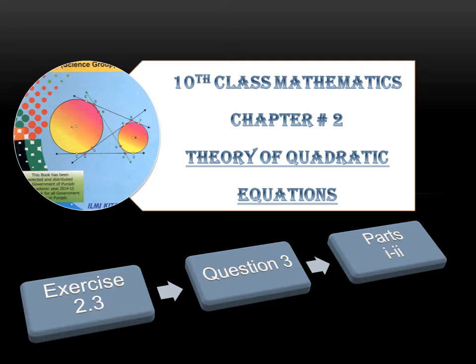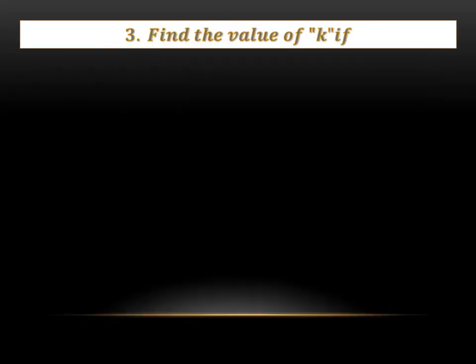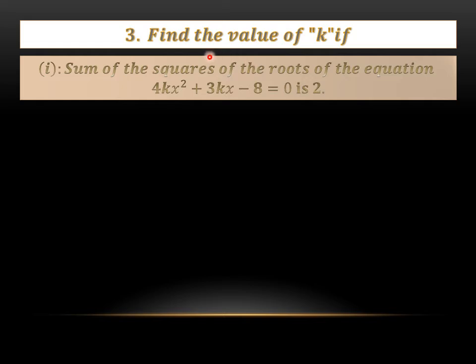In this lecture, you will cover exercise 2.3, question number 3, all the parts. Question number 3 states, find the value of k, and part 1 is, the sum of the squares of the roots of the equation 4kx squared plus 3kx minus 8 equals 0 is 2.